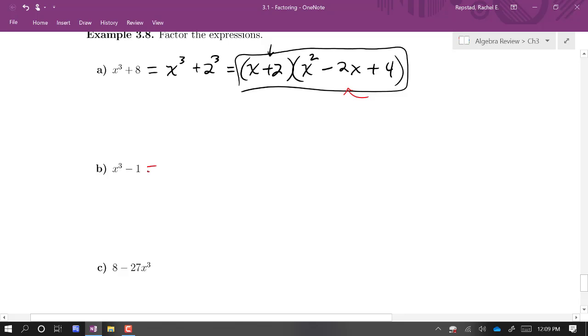x cubed minus 1. Well, 1 is, of course, 1 cubed. So the first thing I'm going to do is just write this as x cubed minus 1 cubed. It's a difference of cubes, so I've got a little factor and a big factor. My little factor is x minus 1, just remove the cubes. My big factor, x times x, x times 1, 1 times 1, always ends on a plus. This sign always differs from this sign, so that's going to be a plus.